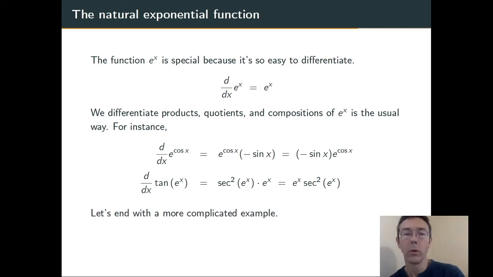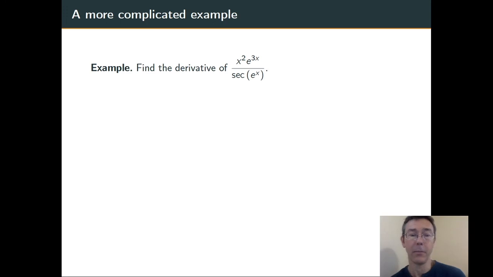Let's do one more, slightly more complicated example. x squared e to the 3x over secant of e to the x. So here there's a quotient. I'm going to need a quotient rule. There's also a product there in the numerator, so I'm going to need a product rule there. And I see a couple of chain rules in my future. Secant of e to the x and e to the power 3x.